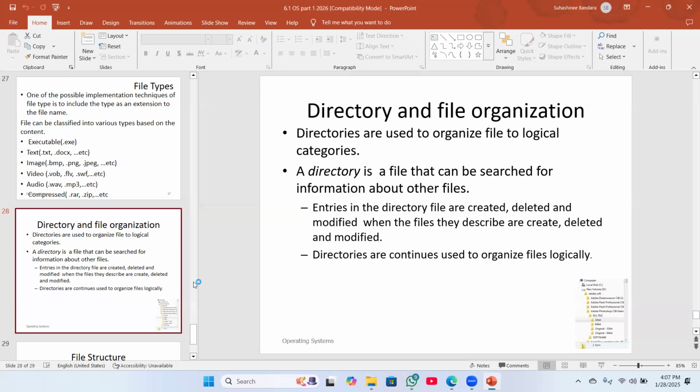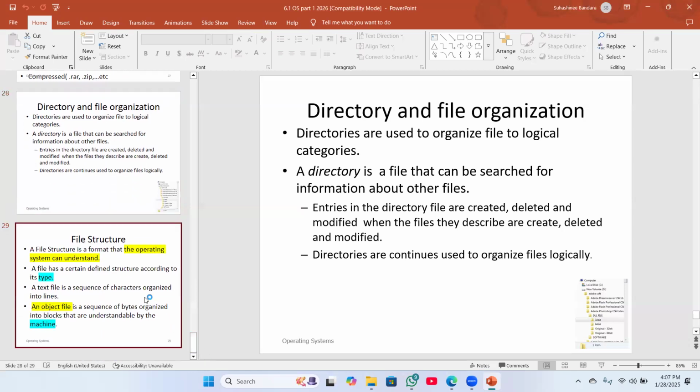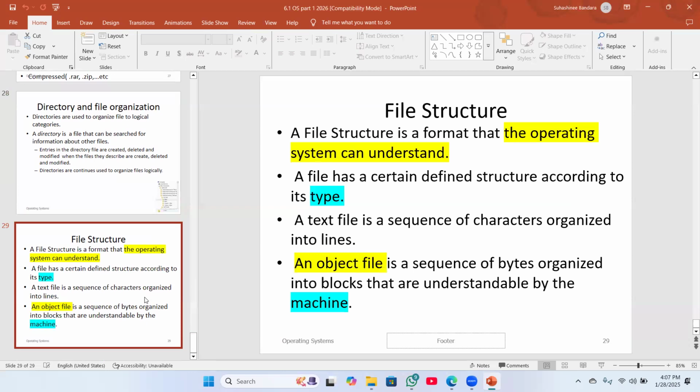So entries in the directory file are created, deleted, or modified when the files they describe are created, deleted, and modified. So deleting, modifications, everything happens in the file directory. So directories are continuously used for file organization logically. So actually there's a logical structure for how we are going to save the file. So file structures, we discuss that.